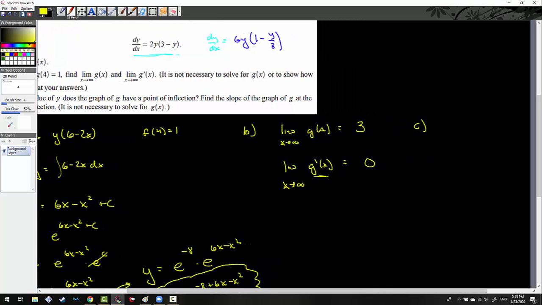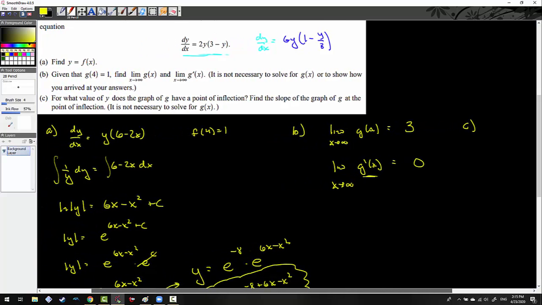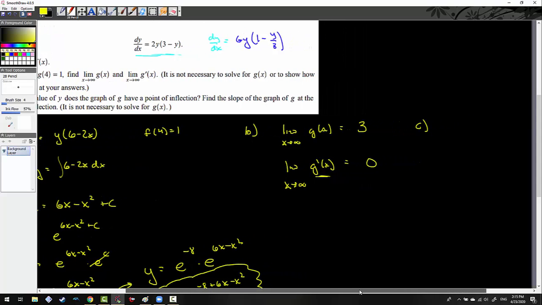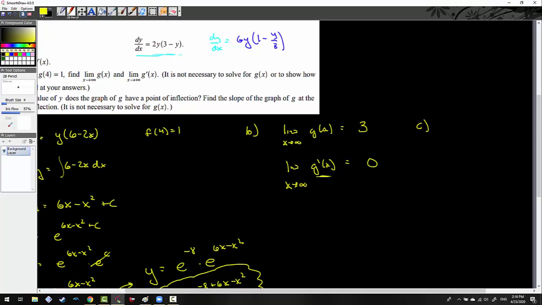Moving on to part C, another straightforward one as long as you understand logistic growth. It says, for what value of y does the graph of g have a point of inflection? Find the slope of the graph of g at this point of inflection, and it's not necessary to solve for g of x. Okay, well, as long as you understand this whole carrying capacity idea, then you could say that g has a point of inflection at y equals 3/2 because 3/2 is 1/2 the carrying capacity of 3.